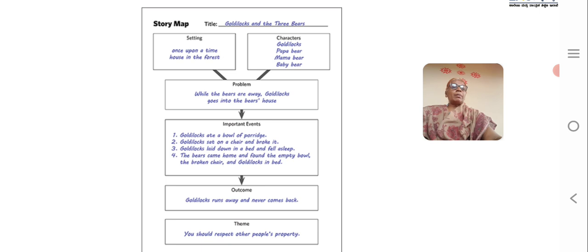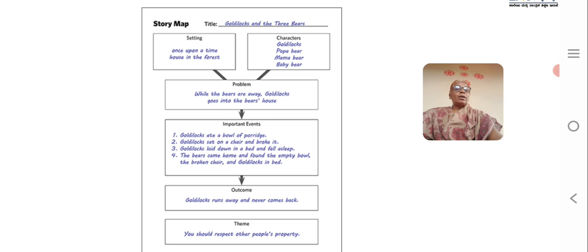Important events in this story are: Goldilocks ate a bowl of porridge. She sat on the chair and broke it. Goldilocks laid down in the bed and fell asleep. The bears came home and found the empty bed, the broken chair, and Goldilocks in bed. They are the important events of this story.